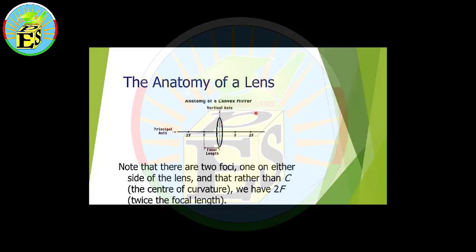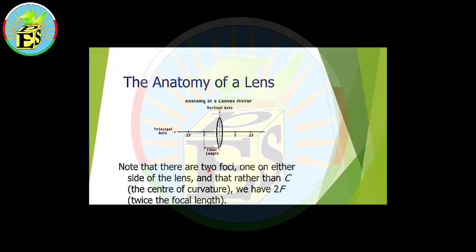The anatomy of lenses. Anatomy of a convex lens: this is the principal axis. This is a focal length, double focal length. This is a focal length, and this is also a double focal length.